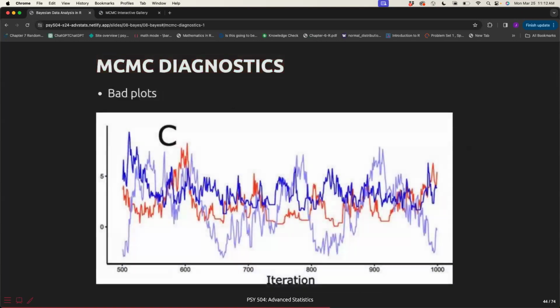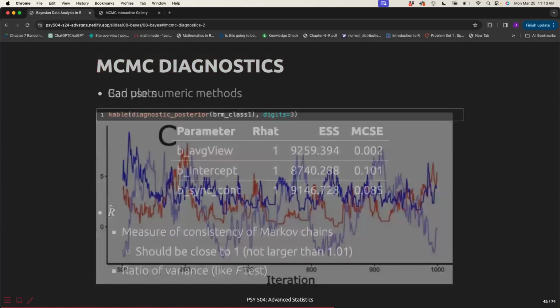This is an example of a bad trace plot. We can see that we don't have stationarity, right? We don't see that all of the samples are exploring the same sample space. We see that there's some divergence here, where each chain is exploring different areas. This is something that we don't want to see in our trace plots.